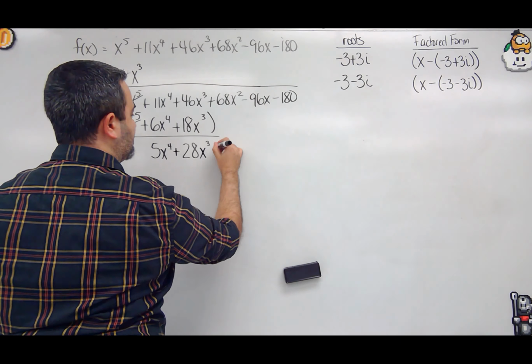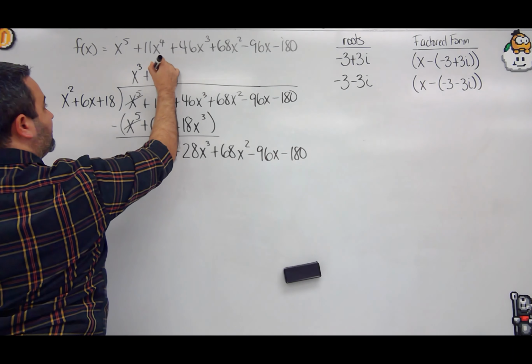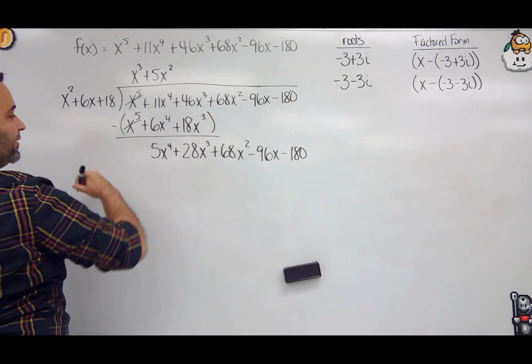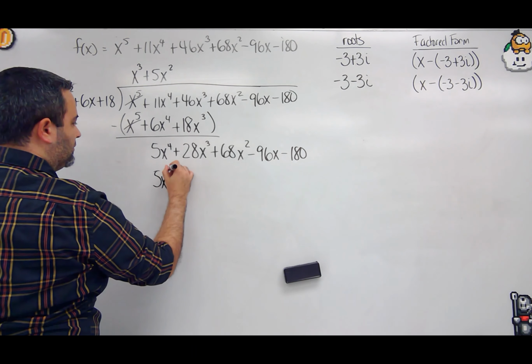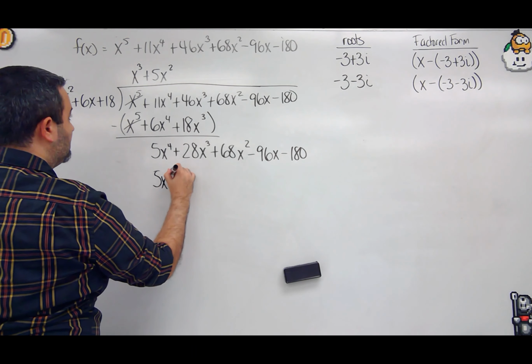And now we'll keep going. So now we want a 5x squared. 5 times 6, so that's 30x cubed. 5 times 18, so it's 90, plus 9x squared. All right, and we will subtract yet again.